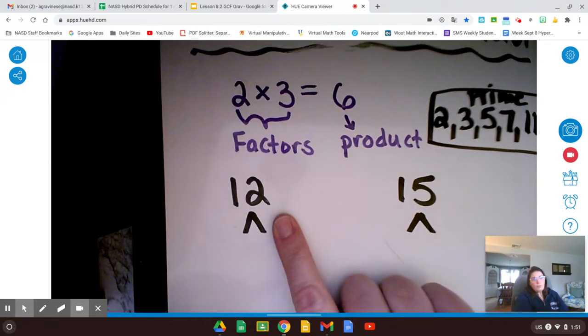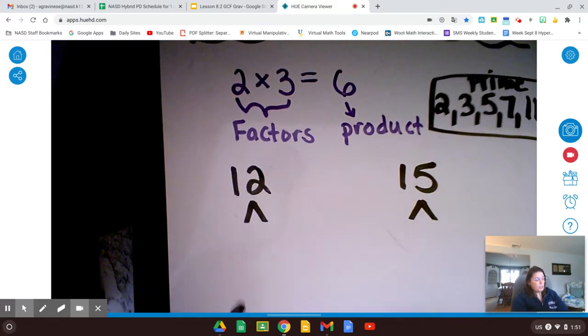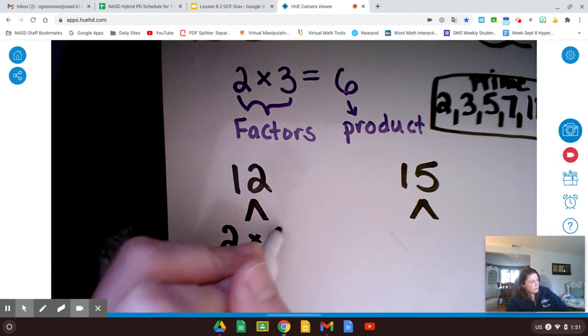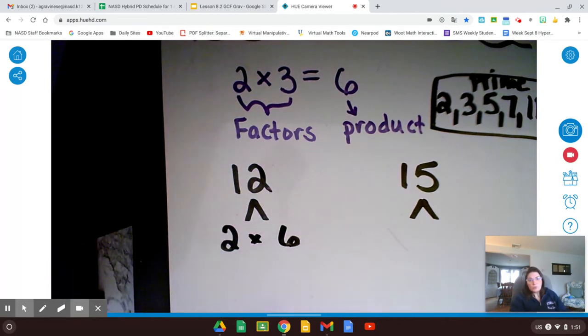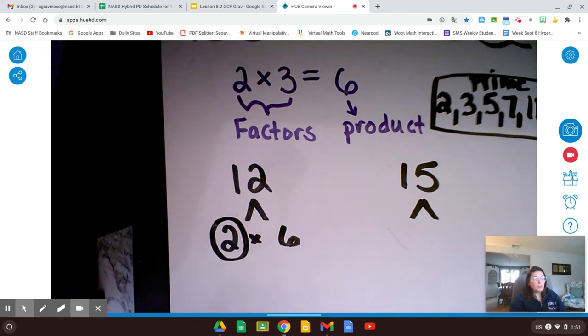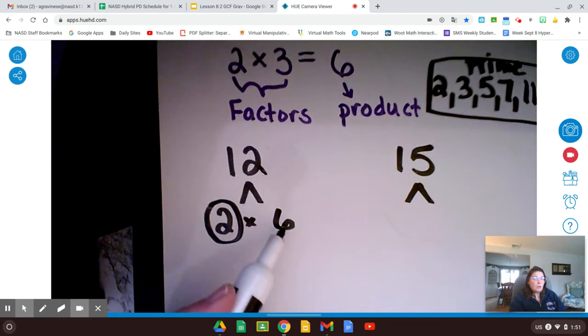So what makes 12? What can we multiply to make 12? Well, one thing we can do is 2 times 6. You could have picked 3 times 4 as well. Remember that when we come to a prime number, we stop and circle that number. And if we can't circle it, we break it down.